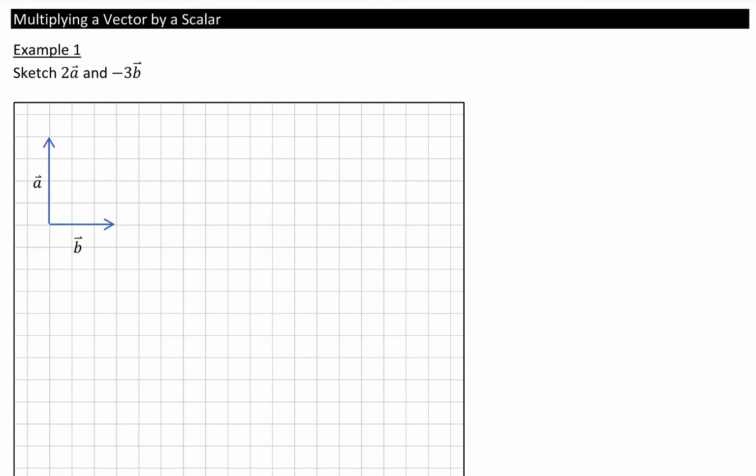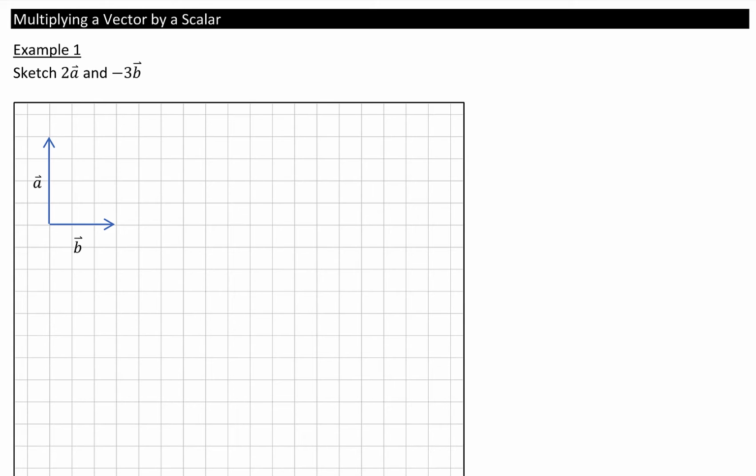Now we're going to look at multiplying a vector by a scalar. The difference between a vector and a scalar is that a vector has magnitude and direction, and a scalar just incorporates magnitude. So for example, you could say to someone, I traveled 100 kilometers. That number would represent a scalar, whereas if you said I traveled 100 kilometers east, you've now indicated a direction and magnitude, which would therefore be a vector.